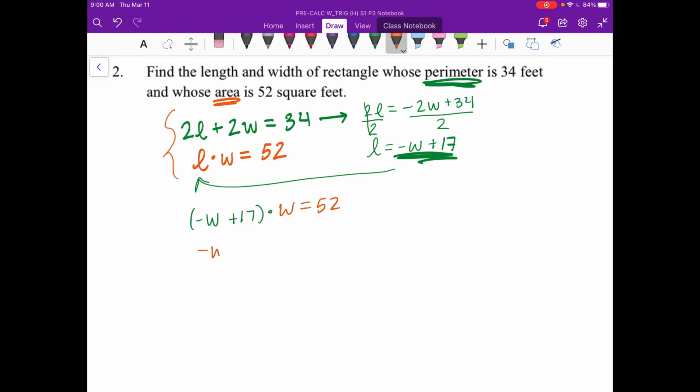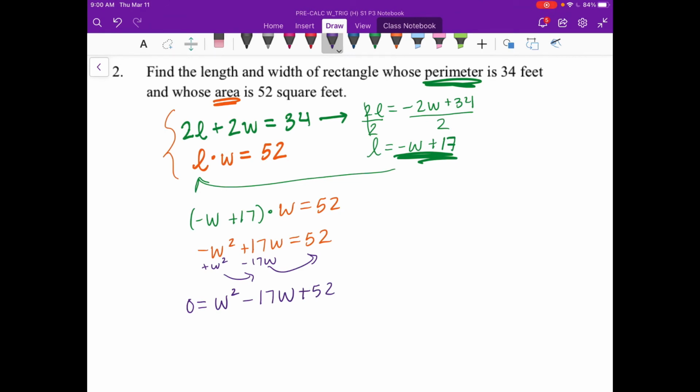Distribute that, I get negative W squared plus 17W equals 52. So again, this is starting to look like a quadratic, and we know that to solve a quadratic, I need to factor. But first, I'm going to move this 52 over. Or you can move it the other way. Actually, I told you I prefer positive x squared values. So I'm actually going to add the W squared, and I'm going to subtract the 17W that way, so that my squared value is positive. W squared minus 17W plus 52 equals 0, and then I can factor from here.